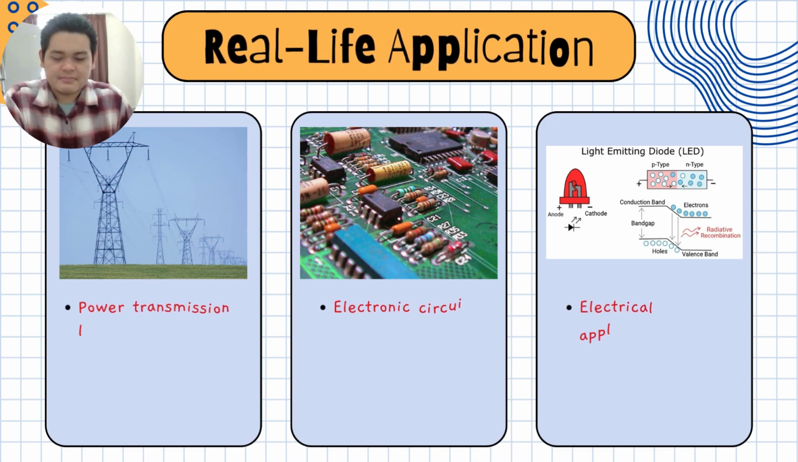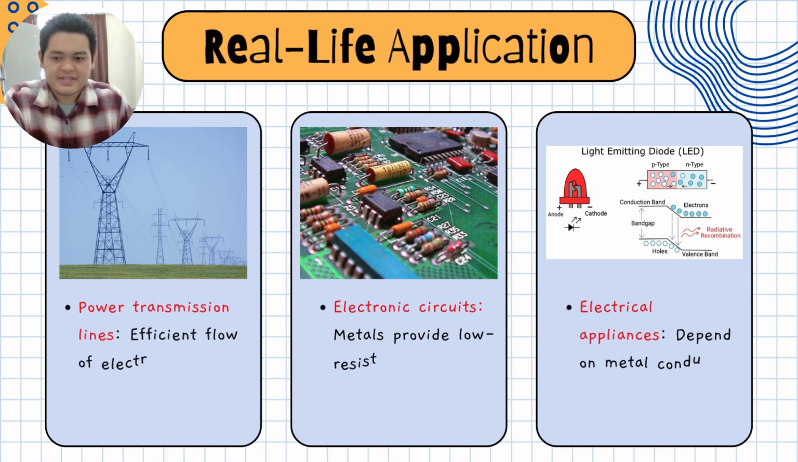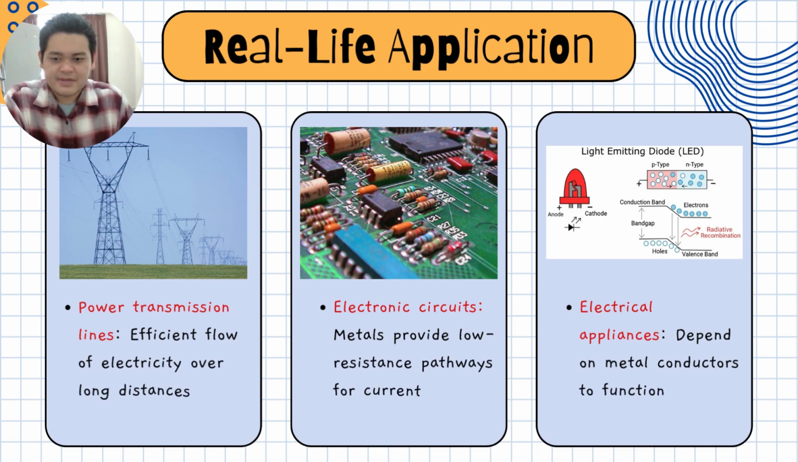And some examples of real-life applications of band theory of metals. Firstly, power transmission lines, efficient flow of electricity over long distances. Secondly, electronic circuits. Metals provide a low resistance pathway for current. And finally, electrical appliances depend on metal conductors to function, for example, light emitting diodes or LEDs.